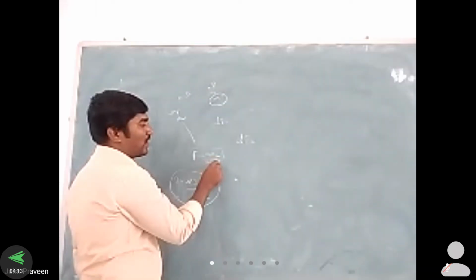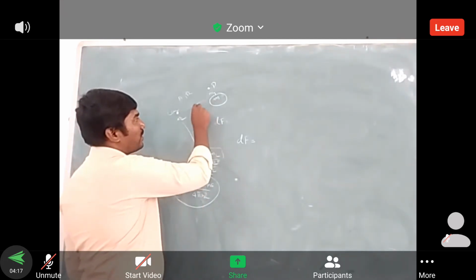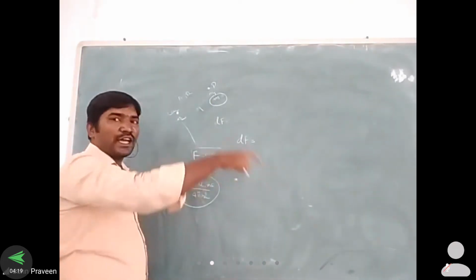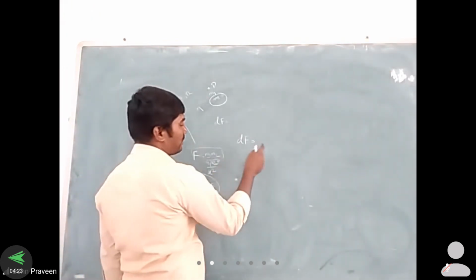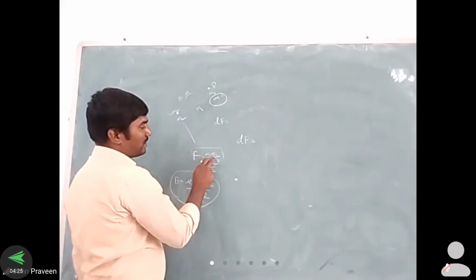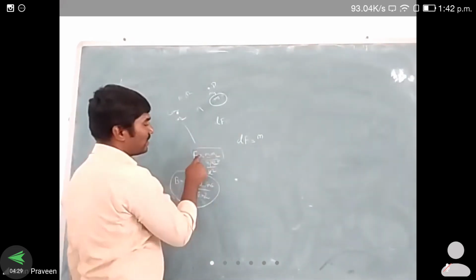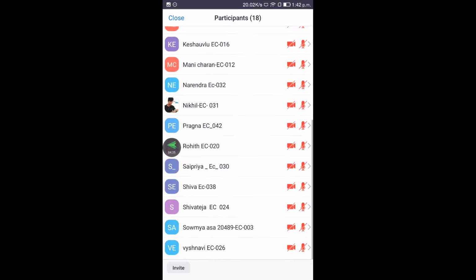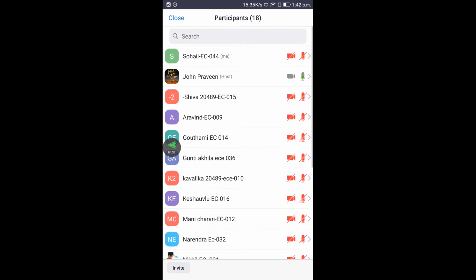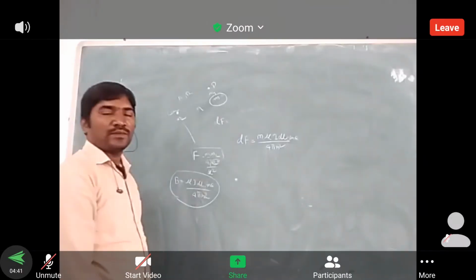But it is not d. We are not considering the distance; we consider the radius, because it is around the conductor. So dF is equal to, instead of M2 we write m, and instead of M1 we write the entire equation. It's nothing but mu into I into dl sin theta by 4 pi r square. Is it clear?